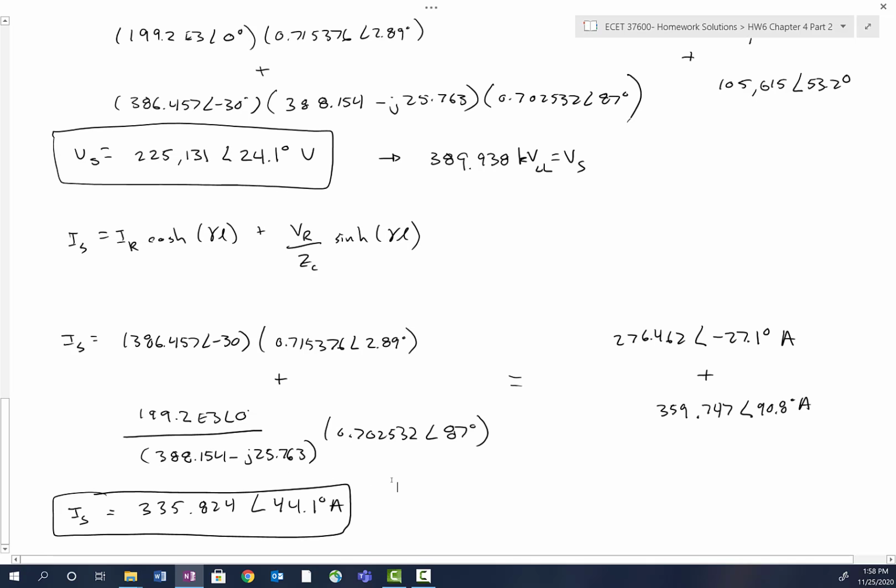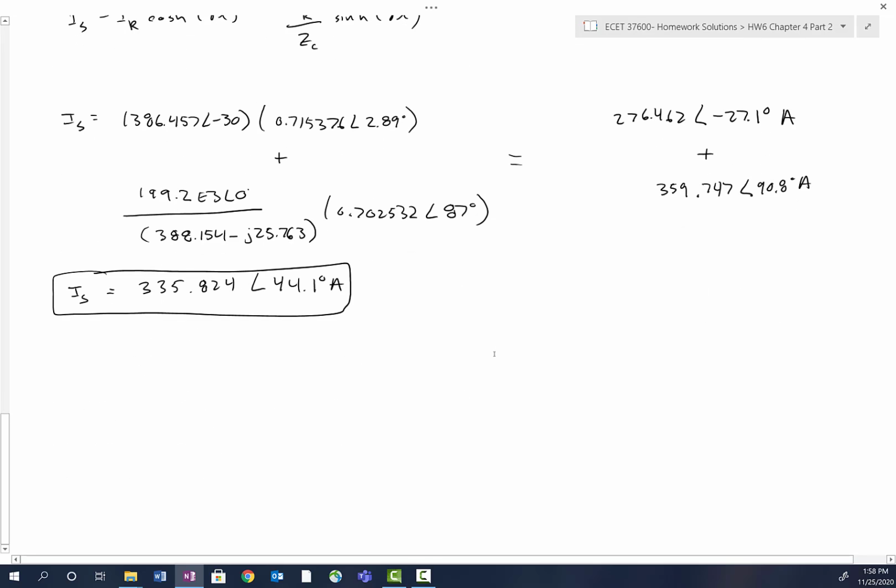From the distributed parameter model, to calculate power, we want to extract that from the VS and IS on a single phase basis or a line to neutral basis. So the total power in this transmission line is going to be 3, and we're going to multiply that by the voltage magnitude, the current magnitude, and then the cosine of the phase difference between the voltage and the current at the input end of the transmission line. So that was going to be, let me just scroll up a little bit so we can see our numbers.